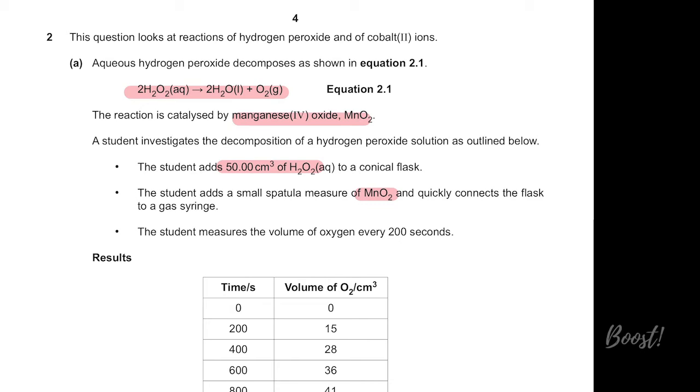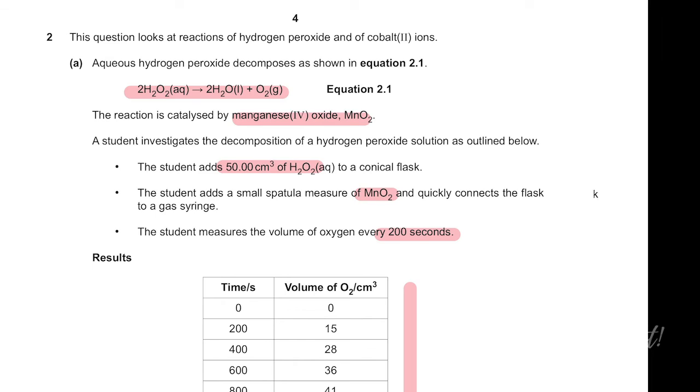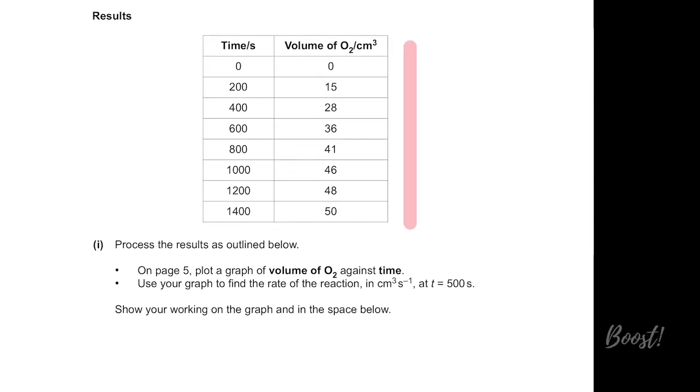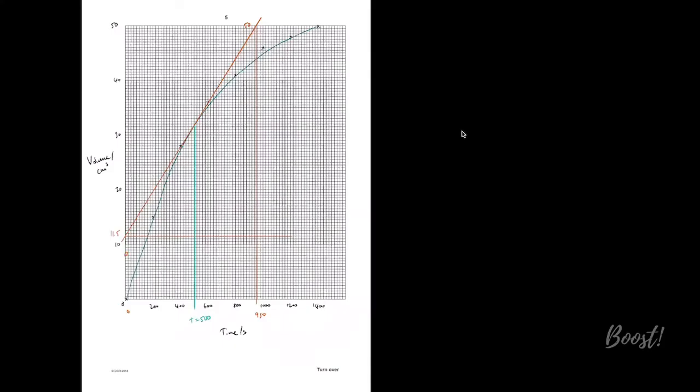We don't need much because the catalyst gets reused over and over again. As soon as we add the catalyst, the flask is connected to the gas syringe quickly, and then the student measures the volume of oxygen every 200 seconds. We get given a table of results, and then we want to process the results by plotting a graph of O2 against time, and then using the graph to find the rate of reaction in centimeters cubed per second at 500 seconds. So to save a bit of time, I've already plotted the graph here for you.